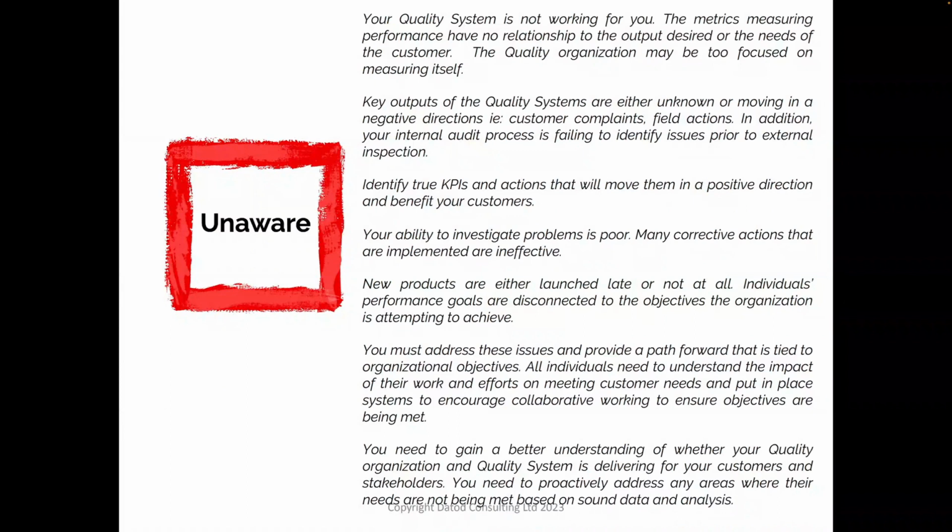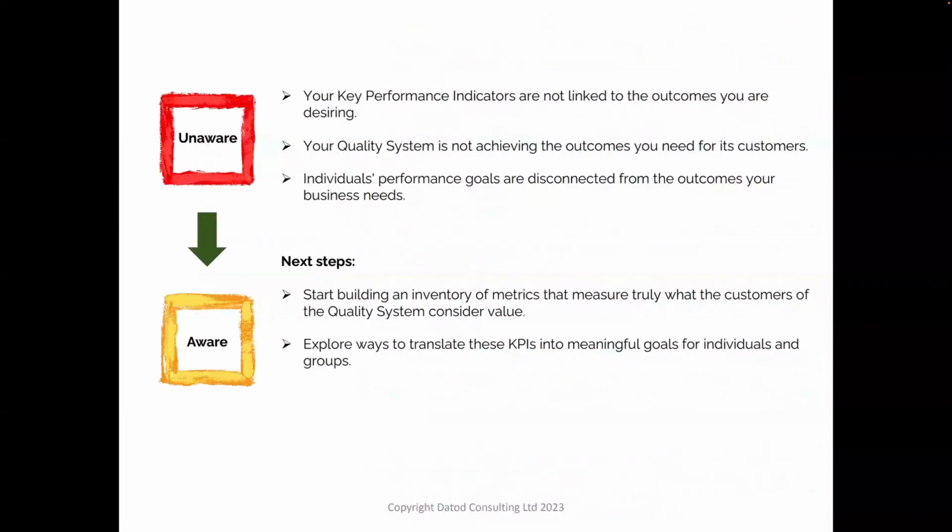And really, to move forward, as I said, you need to start deriving better metrics and making a better link between what people are doing in terms of their activities and making those metrics move in the right direction. So to move to the next level, you need to start building an inventory of the metrics you've got, focusing on which ones are actually measuring things that are important, and translating those KPIs into meaningful goals for individuals and groups, and activities within functions that will actually move the organisation in the right direction.